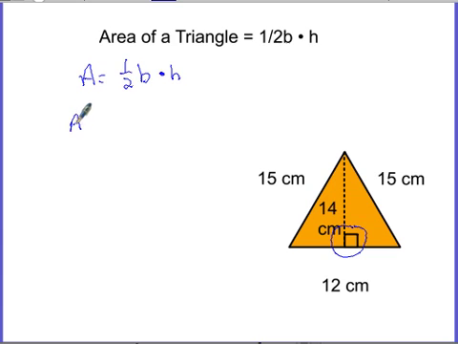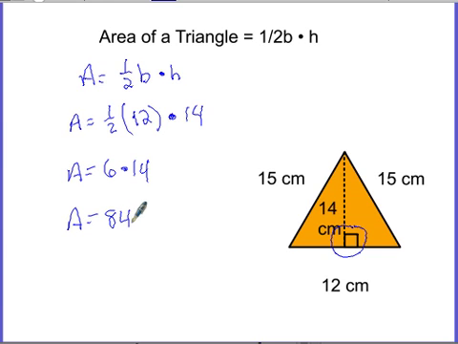And so the area is 1/2 the length of the base, and the length of the base is 12. So we're going to multiply it by 1/2, which will make it 6, correct? But we've got to fill it into the formula. And then times the height, which is 14. So area equals 6 times 14, which would be 84. So the area is 84 centimeters squared.